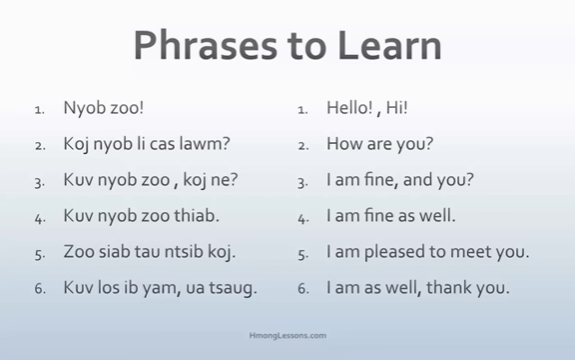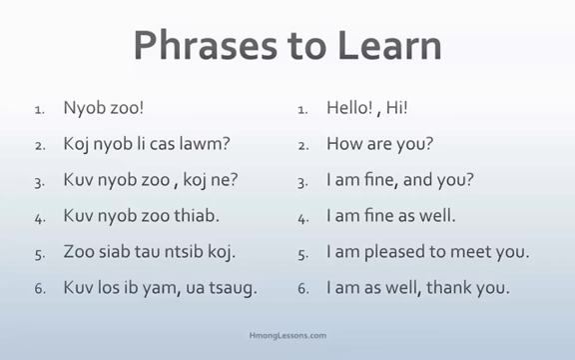Number 1, Nya Zhong. Hello, hi, Nya Zhong. Number 2, Ka Nya Li Jia Le. How are you? Ka Nya Li Jia Le. Number 3, Gu Nya Zhong Ka Ne. I'm fine. And you? Gu Nya Zhong Ka Ne. Number 4, Gu Nya Zhong Tia. I am fine as well.